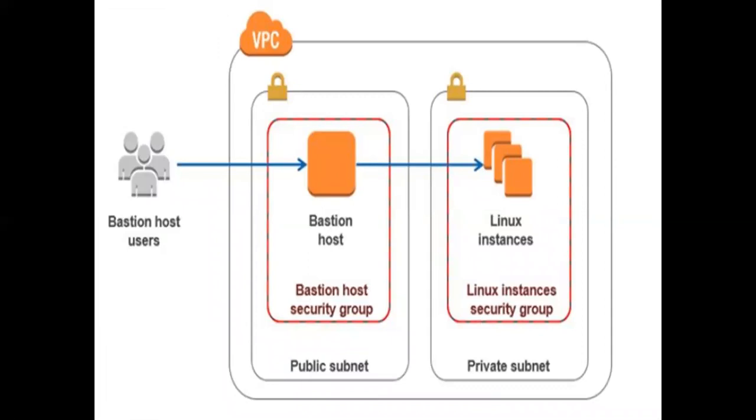This is the block diagram. You can see the Bastion host has the public subnet, while the Linux instance has a security group of a private subnet. Both of them have different security groups. And the Bastion host users, which in this case are the developers, a DevOps team, and even the infrastructure as a service engineer. Okay, this is what we use Bastion host for web service.